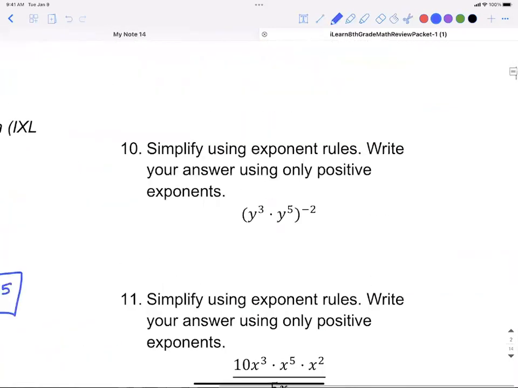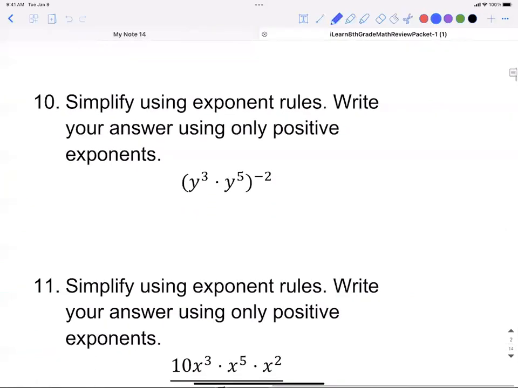All right, number 10, right? Yes. Simplify using the exponent rules. Write your answer using positive exponents only. That's really important. That tells us if we have a negative exponent, we've got to do a flip to the bottom at the end. So anytime we see parentheses, always try to simplify that first.